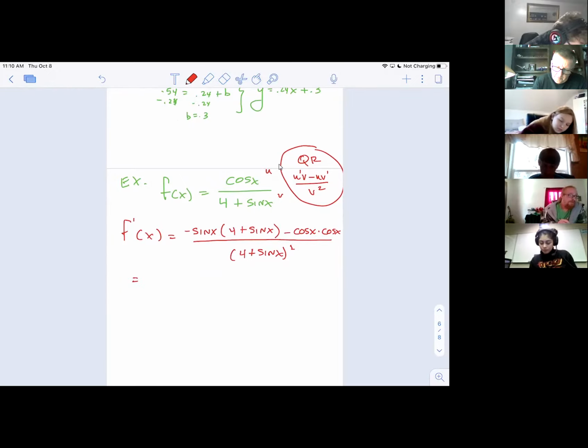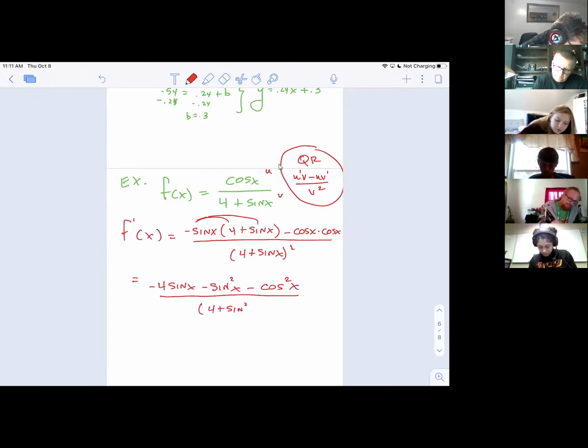Well, I have to distribute this minus sine. So that'd be minus 4 sine. And then minus sine times sine would be minus sine squared. And then that's a minus cosine squared. Ooh, I just got excited. Something good happens here. And then I don't know what to do on the bottom. Should I multiply the bottom out or not? I'm not really sure yet.